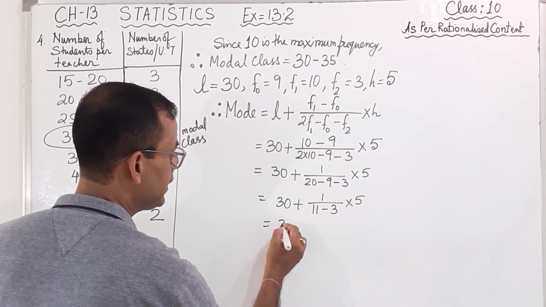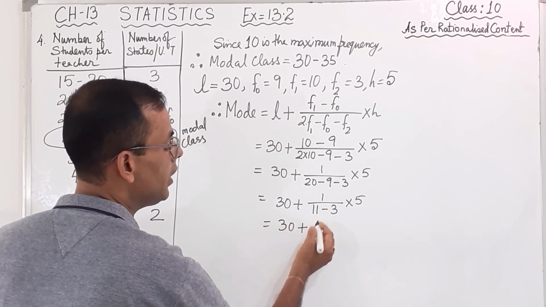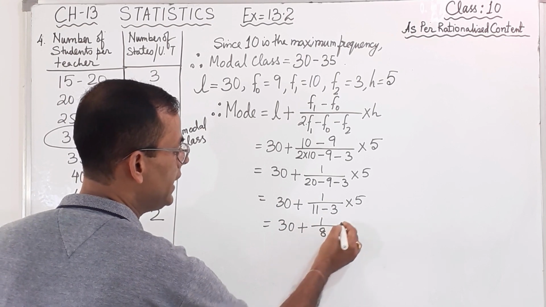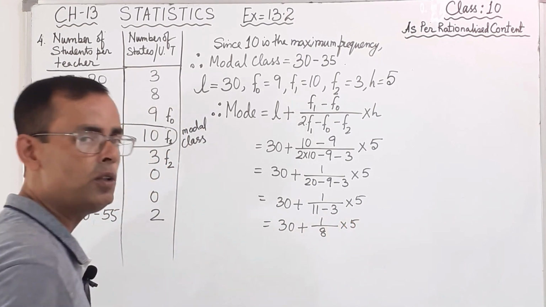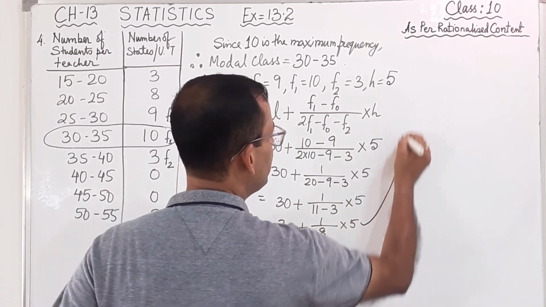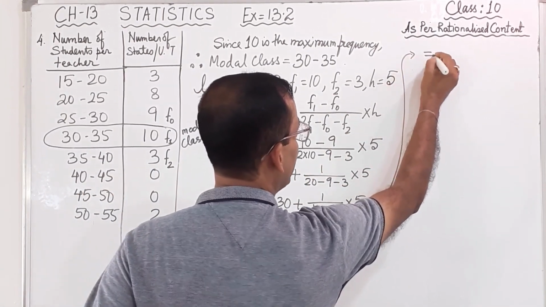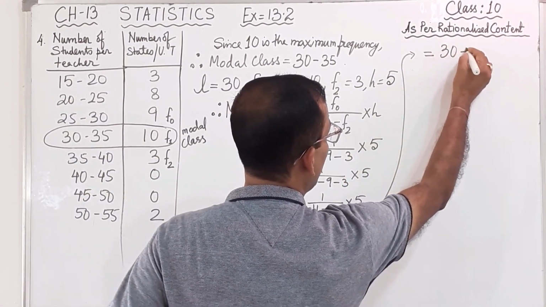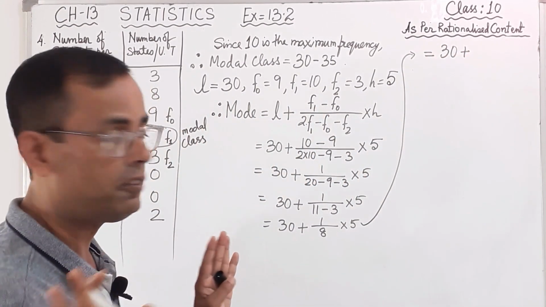Then after that 30 plus, now you see 1 by 11 minus 3 is how much? 8 into 5. So can you cut 8 and 5? You cannot cut. So what you will do? After this I am doing here, equal to, now 30 plus, okay, this 30 you will never touch.